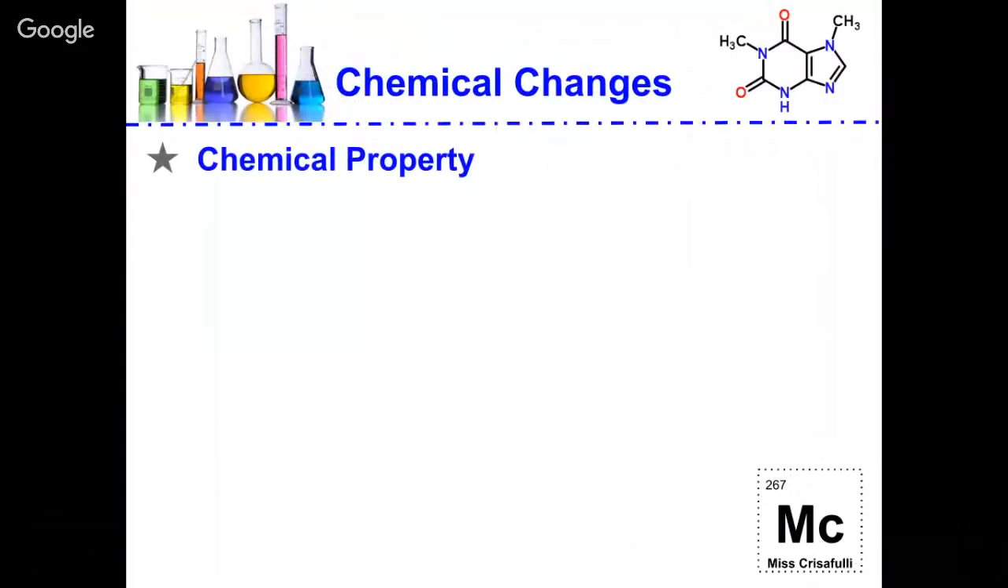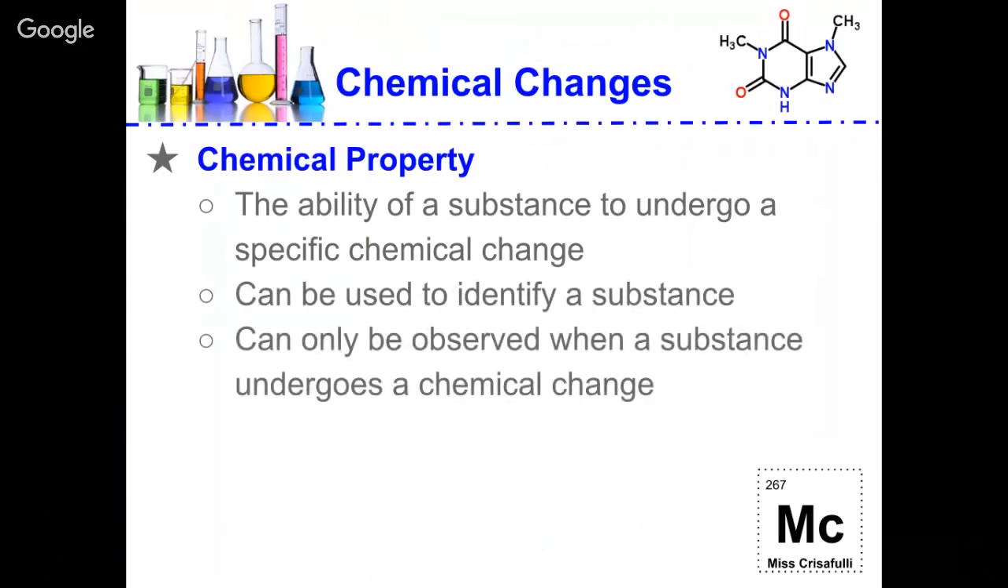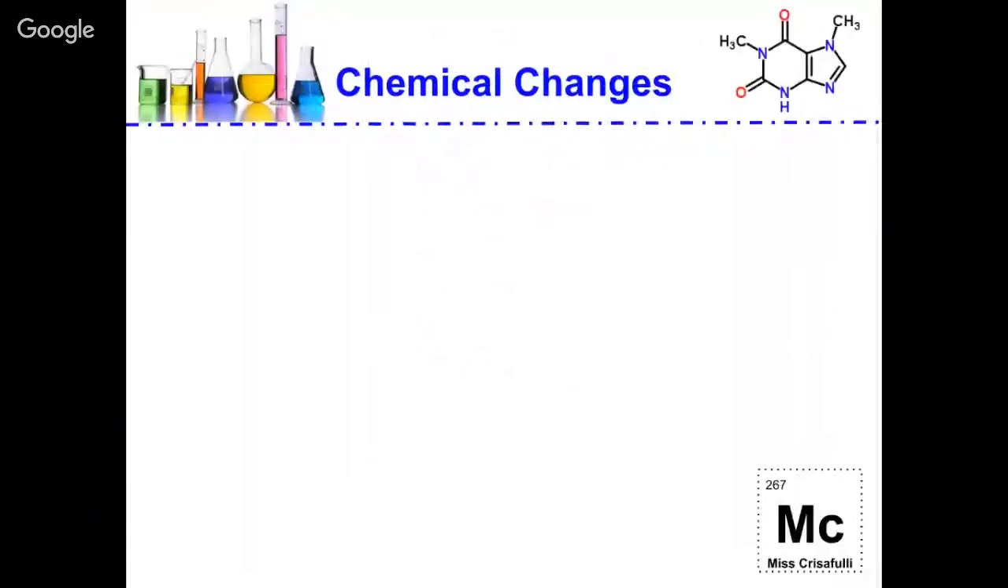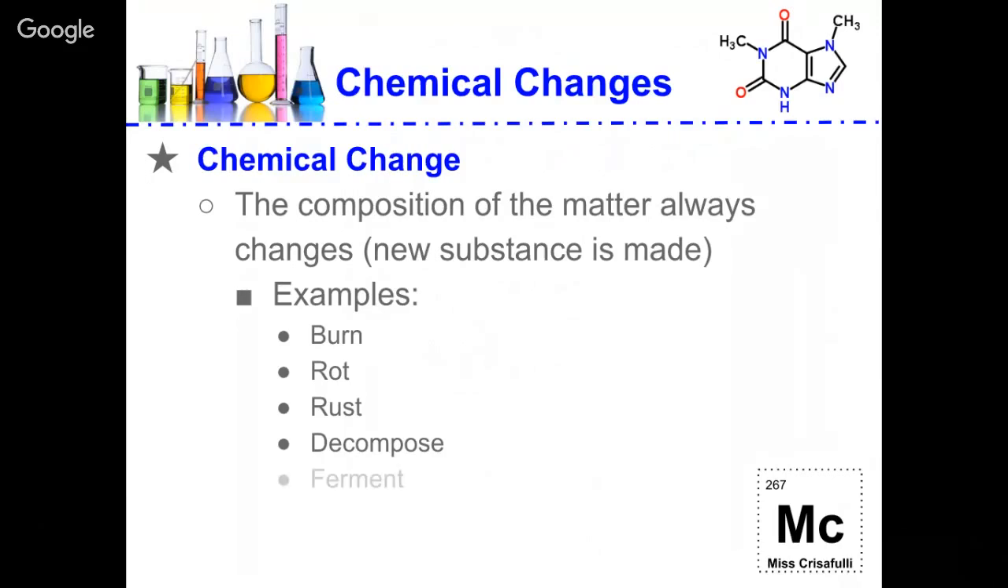So before we talk about chemical reactions, let's talk about what a chemical property is. A chemical property is the ability of a substance to undergo a specific chemical change, and that can be used to identify a substance. It can only be observed when a substance undergoes a chemical change. A chemical change is when the composition of the matter always changes. In essence, a new substance is made. Examples would be burn, rot, rust, decompose, ferment, explode, or corrode. Those are all the words that we use to describe that a chemical change has occurred.